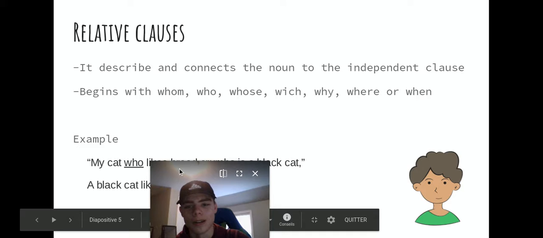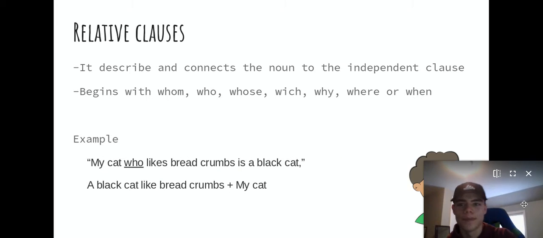The relative clause, Mr. Green. The relative clause describes and connects the noun to the independent clause. It begins with whom, who, whose, which, why, where, and when. Those 7 words are your key words for the relative clause. An example for these: my cat, who likes breadcrumbs, is a black cat.